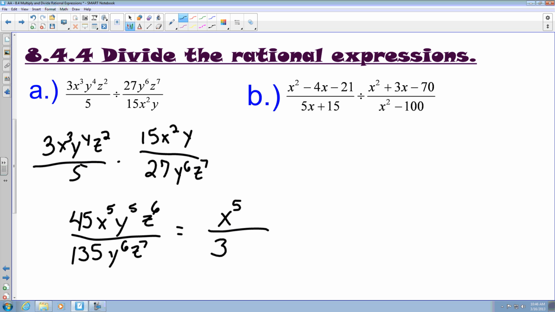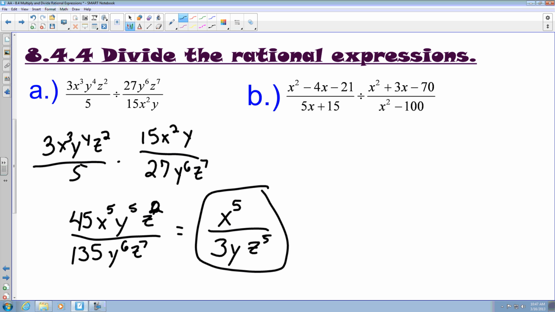I have y to the fifth divided by y to the sixth, which is going to give me y to the -1, so I'm just going to make it positive right now and put it in the denominator. Then I have z to the second. That should be the second. I don't know why I have 6 there. Z to the second divided by z to the seventh will give me a z to the -5, so I'm just going to write z to the fifth in the denominator to keep it positive. And that's what it looks like in simplest form.